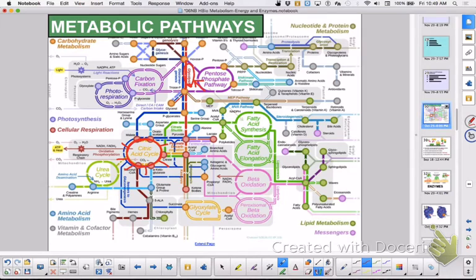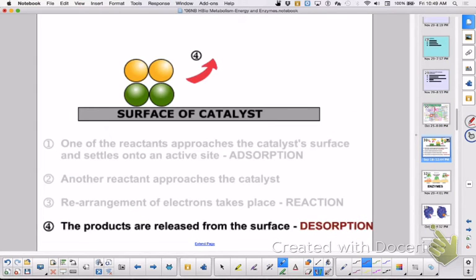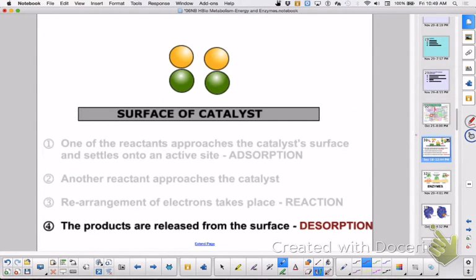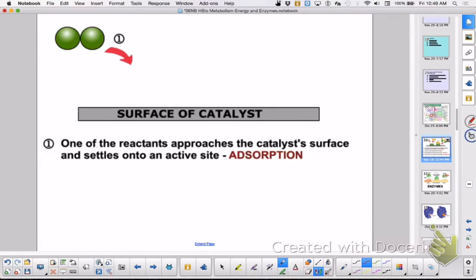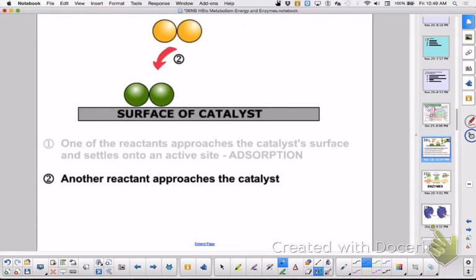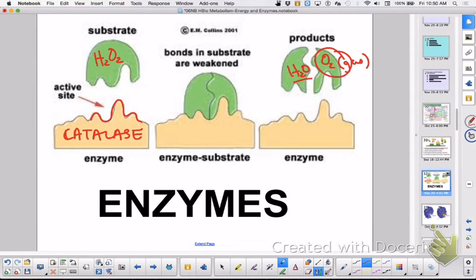Catalysts, and I showed you in general, you could have a catalyst, are substances that can increase the rate of a reaction without being altered. And enzymes are organic catalysts. Usually a what? What are they built out of? Protein. And it can increase the reaction rate by more than 10 million times.